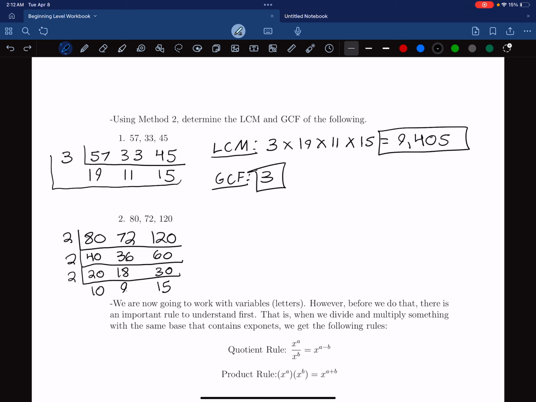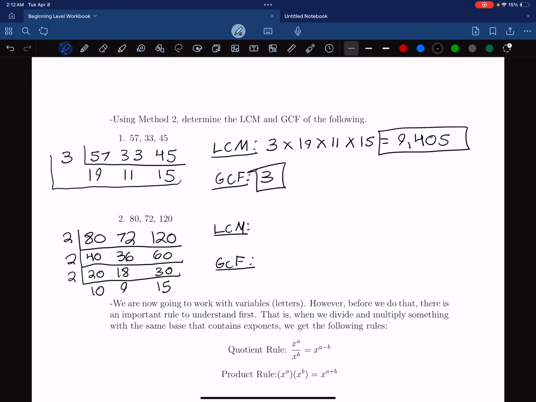And now we're kind of stuck. We can't take out a common factor or divide a number by all three of these numbers evenly. So we are done with this part of this problem. So let's now find the least common multiple and the greatest common factor.